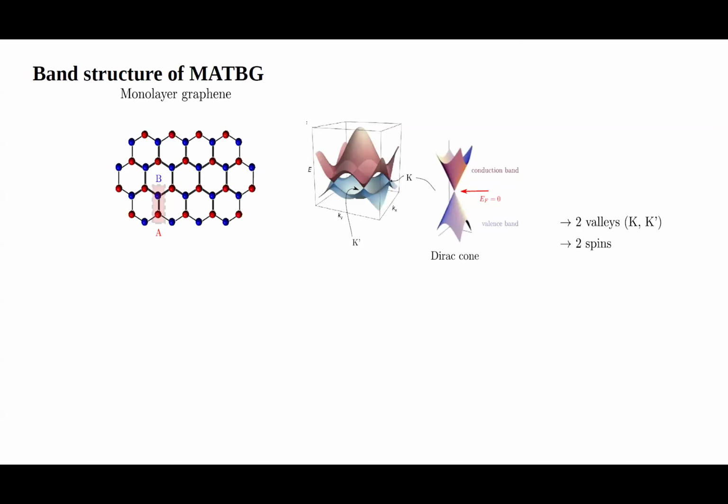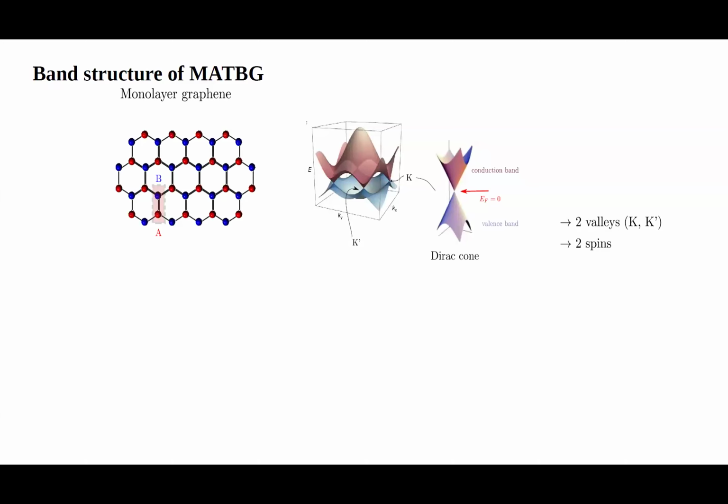Yeah, but for today, let's start with single particle properties, and let's start with twisted bilayer graphene. So again, this is graphene, the single layer. This is a hexagonal lattice, and you have 2 inequivalent sites, which are the A and B sites.